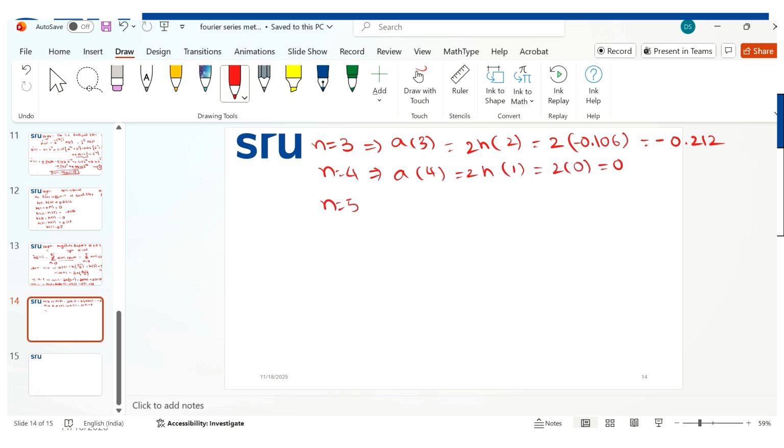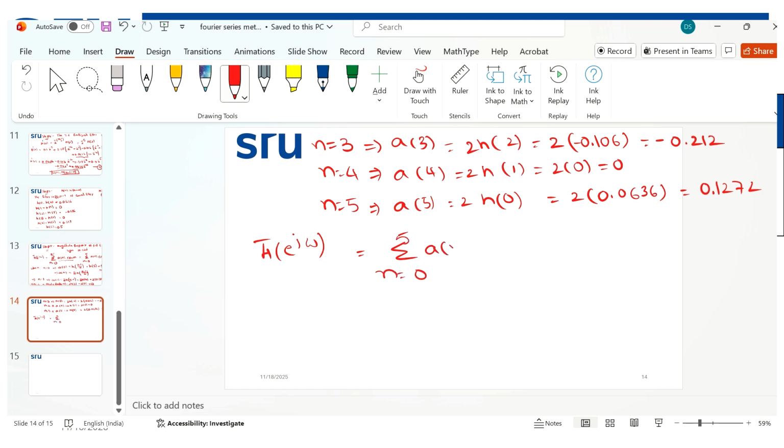n is equal to 5, a of 5 is equal to 2 into h of 5 minus 5, that is h of 0, equal to 2 into 0.0636, that is 0.1272. Now these values we have to substitute in H of e power j omega, where the formula is summation of n equal to 0 to 5 of a of n into cos of omega n. Now substitute n values and expand the summation.